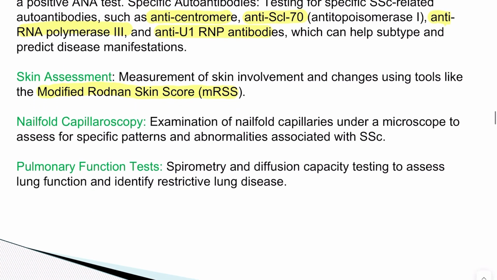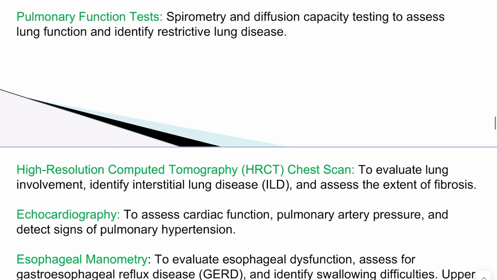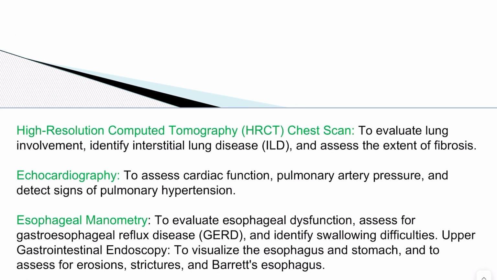Nail fold capillaroscopy, well, examination of nail fold capillaries under a microscope to assess for specific patterns and abnormalities associated with systemic sclerosis. Pulmonary function tests, spirometry and diffusion capacity testing to assess the lung function and identify the restrictive lung disease in this case. High resolution CT scan to evaluate the lung involvement, identify interstitial lung disease and assess the extent of fibrosis.